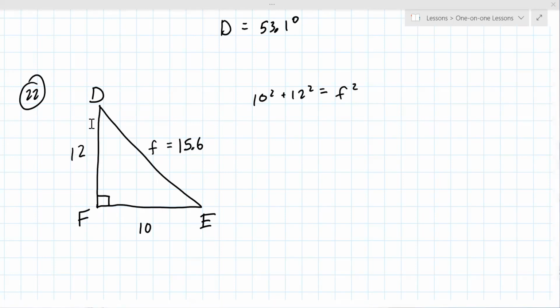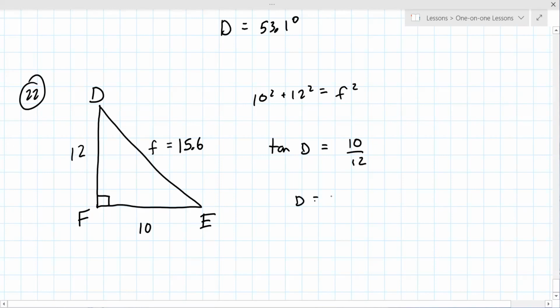Okay, now again, you have your choice. You can solve for d or e. I'm going to solve for d. Now you can use any of the 6 trig functions that you want, but I'm going to suggest using the one that uses the known sides rather than the calculated side. Like, let's say you made a mistake with that, you would propagate it through the problem. So if you say tangent of d equals 10 over 12, because opposite over adjacent, d is equal to the tan inverse of 10 over 12.